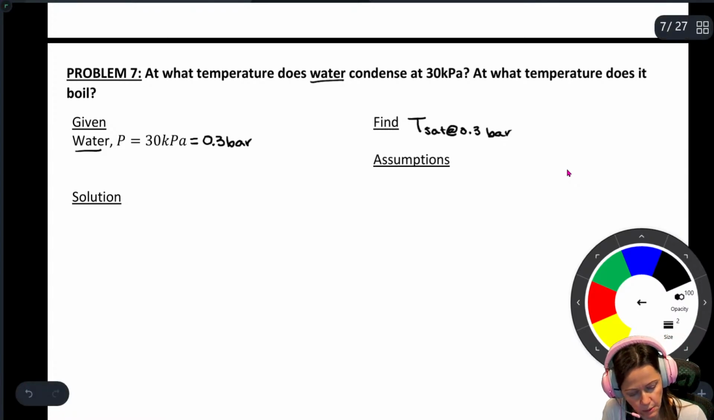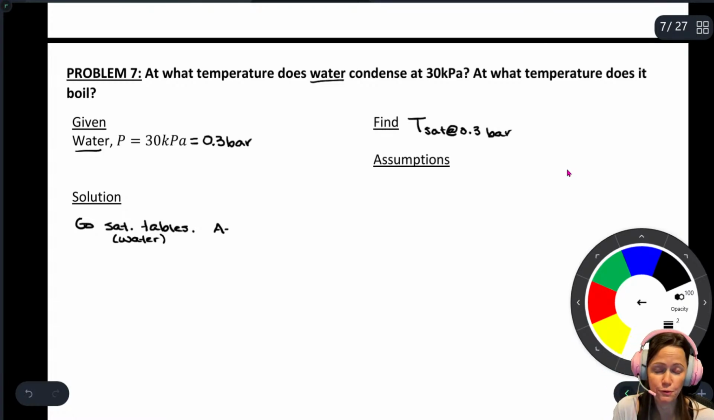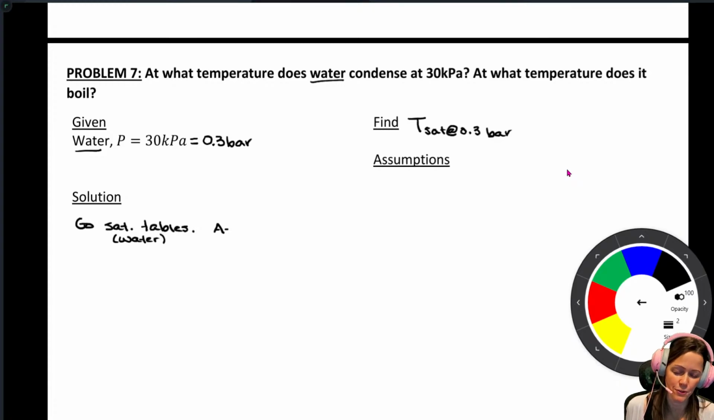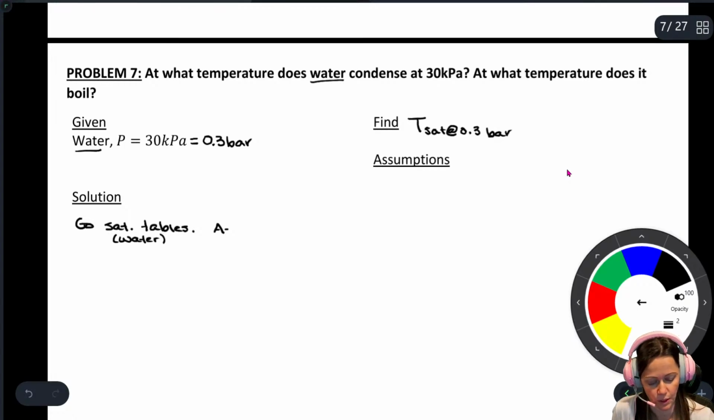So first place I'm going to go is to my saturated tables, or my saturation tables. I can go to either, and it's saturated tables for water. We're going to repeat that over and over because right now, for the entire first test, it's all water, but that won't always be the case, and so we just want to make sure that we note that the tables that we're looking at are just for water. So you can go to table A2 or A3.